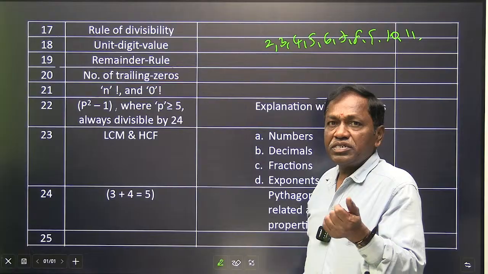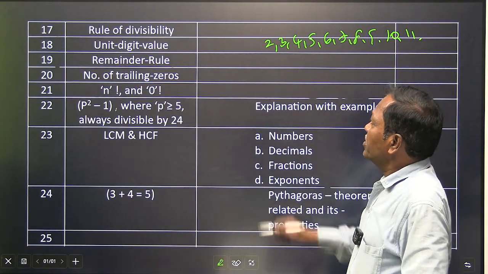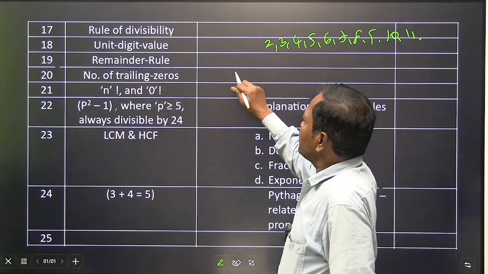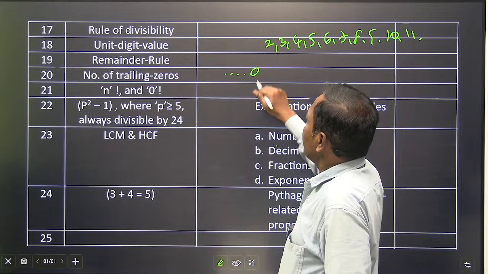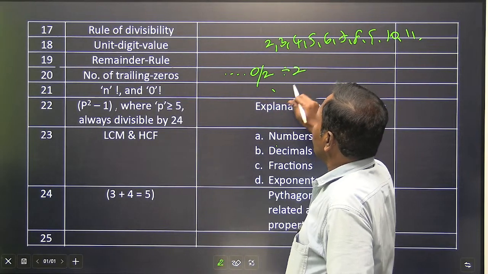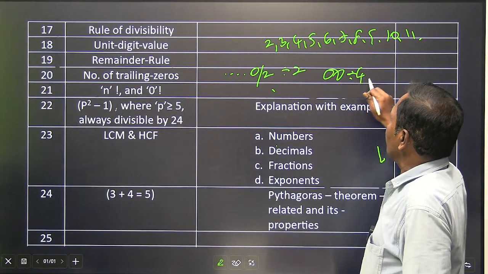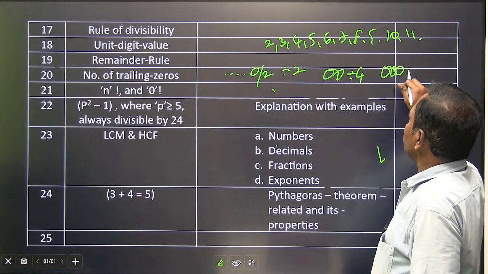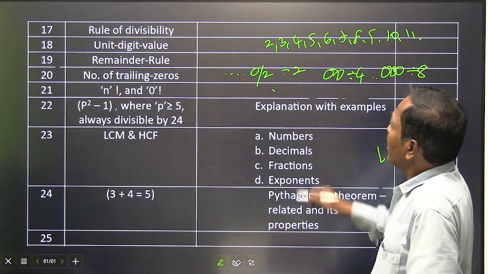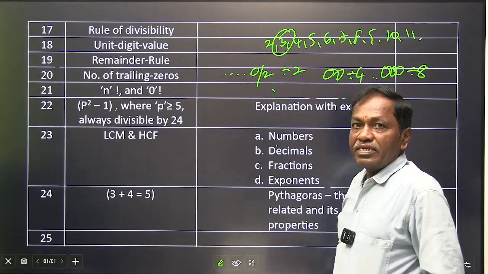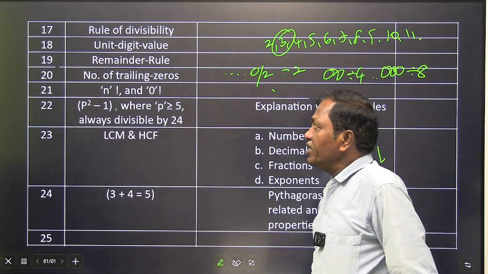If the last digit is 0 or even, it can be divisible by 2. So for example, see, last digit is 0. Any number you can take, if the last digit is 0 or even, it is always divisible by 2. If the last 2 digits are zeros, it is always divisible by 4. If the last 3 digits are zeros, always divisible by 8. And for divisibility by 3, if the sum of the digits is divisible by 3, the whole number can be divisible by 3.